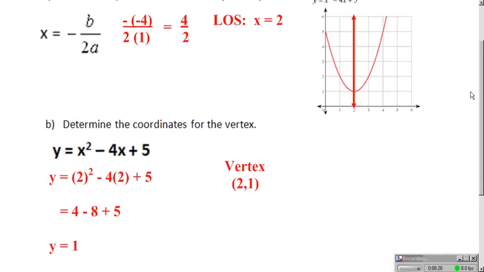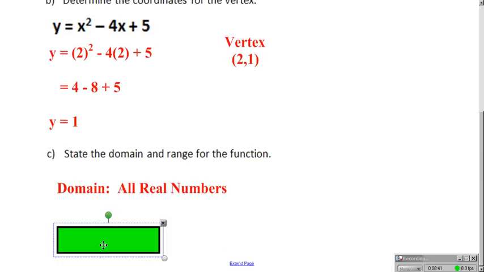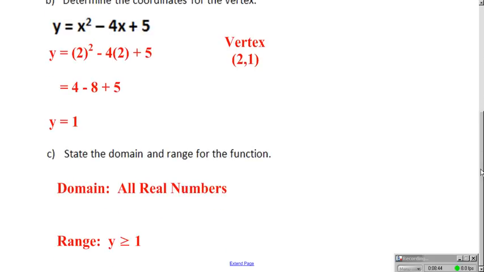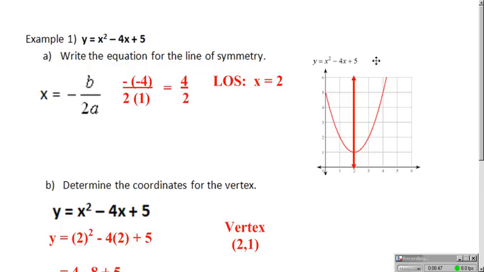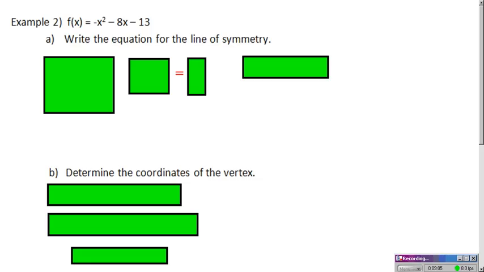Well, if you look up here, here's the lowest point on your graph, which is y is 1. So all these values for y values are greater than 1. And it states also in your concept summary that if the a value is greater than 0, you're going to write your range as y is greater than or equal to the y coordinate of the vertex, which in this case was 1. So we have y is greater than or equal to 1.